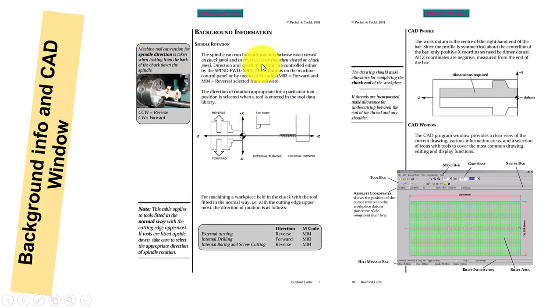Background information: it is very important to know these descriptions regarding the machine. Spindle rotation: the spindle can run forward, meaning counterclockwise when viewed on the chuck jaws, and in reverse, meaning clockwise when viewed in the chuck jaws direction. Spindle rotation is controlled either by the spindle forward or spindle reverse button on the machine control panel, or by means of M code M03 forward and M04 reverse, selected from the software.